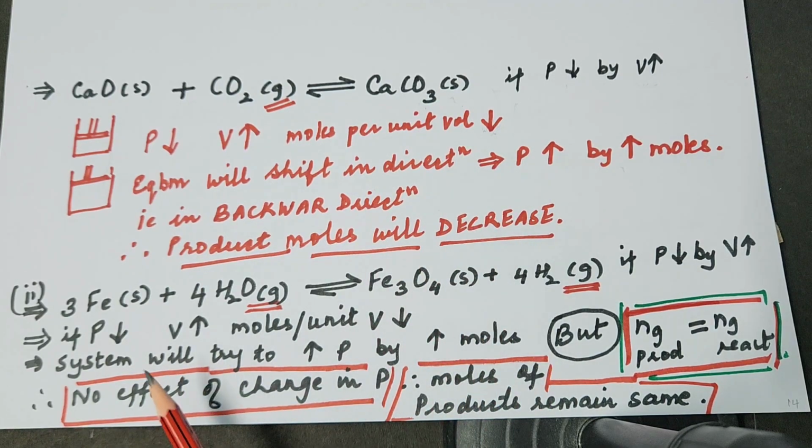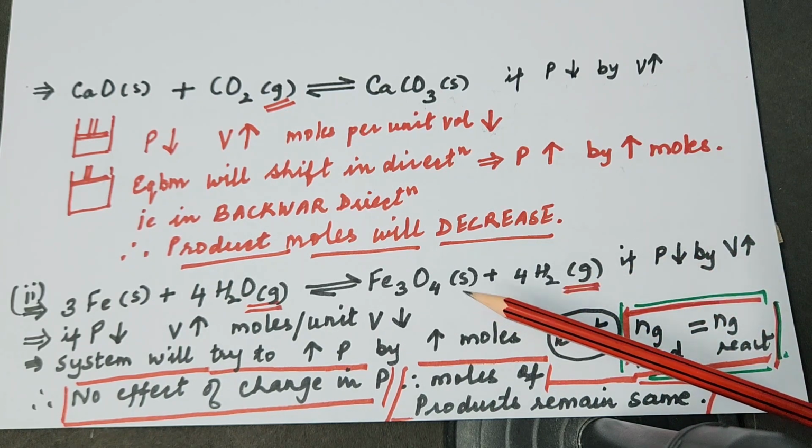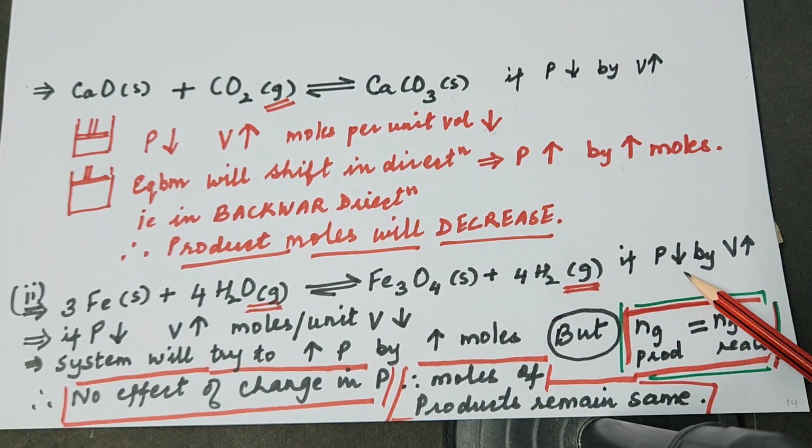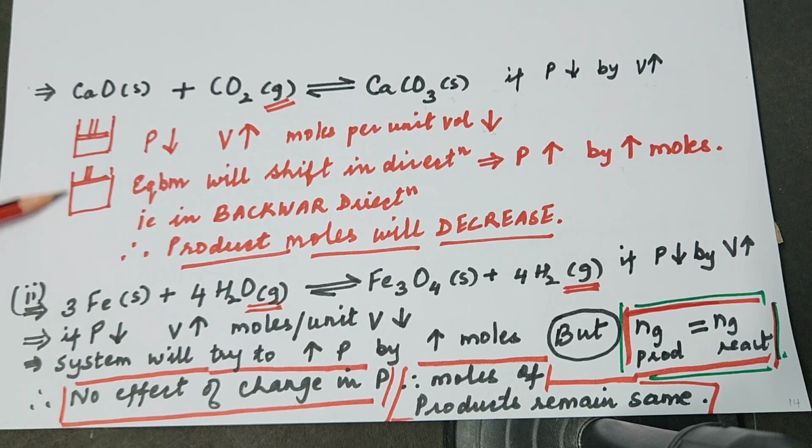Another example to understand this, 3Fe plus 4H. Please, I've highlighted the important part. 3Fe solid plus 4H2 gaseous gives Fe3O4 solid plus 4H2O gaseous. If same question, you have to tell whether the moles of products will increase or decrease if we decrease pressure by increasing volume. Same thing. Volume is increased. If volume is increased, then obviously the pressure became less. The story is the same.